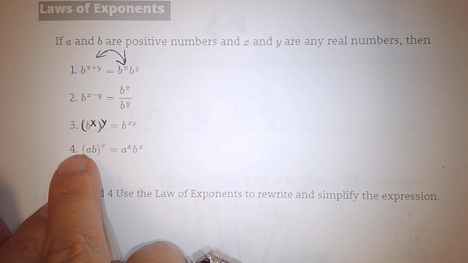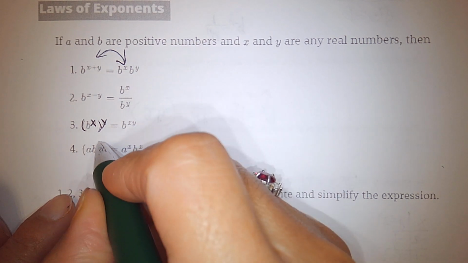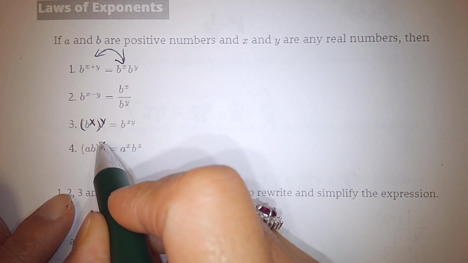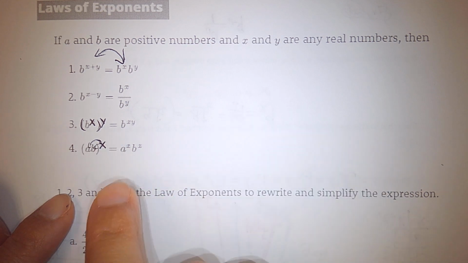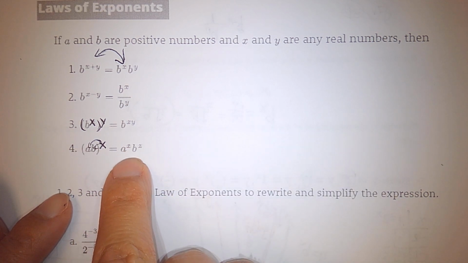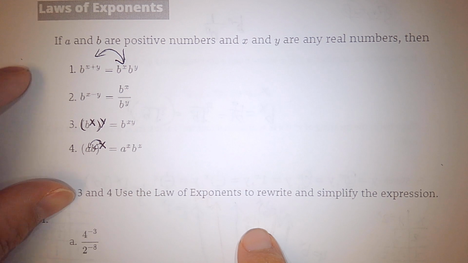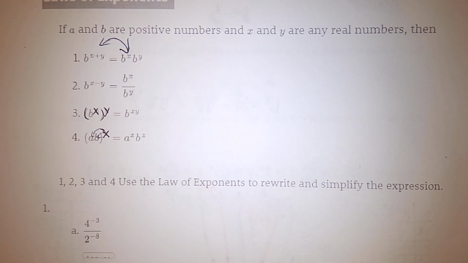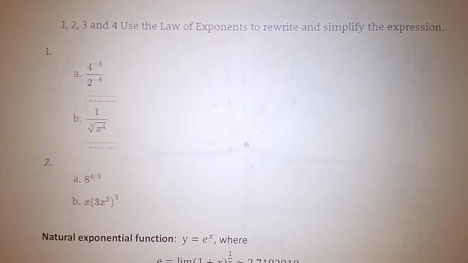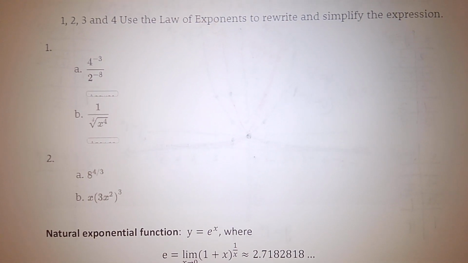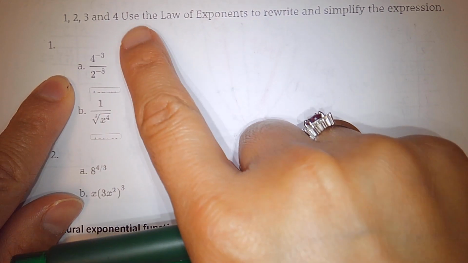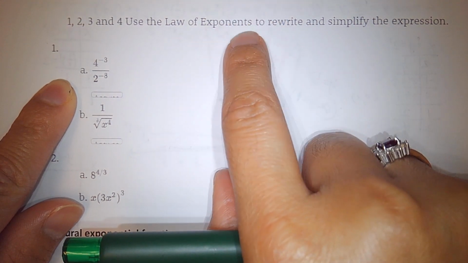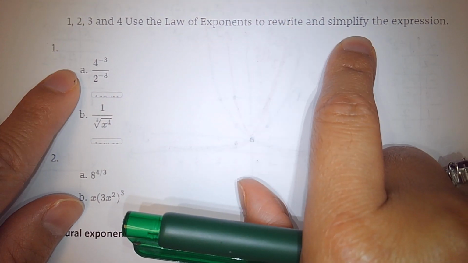And then if we have a multiplication to the x power, it's like distributing the x to each of the factors. It gives us a to the x times what? b to the x, okay? So these are the very basic laws of exponents. Now I'm going to give you 3 to 5 minutes to use the laws of exponents to rewrite and simplify these expressions.